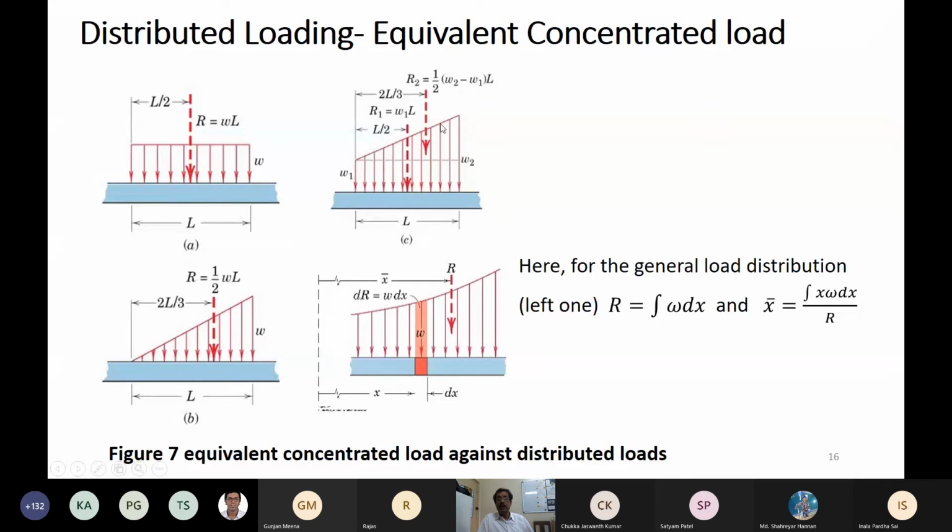Here is the combination in a trapezium, but you don't try to find the CG of a trapezium. You rather divide it into a straight, uniformly distributed load and a triangular loading. And this is a general distribution where you can integrate and get the total effect, and also the CG you can find from these equations.